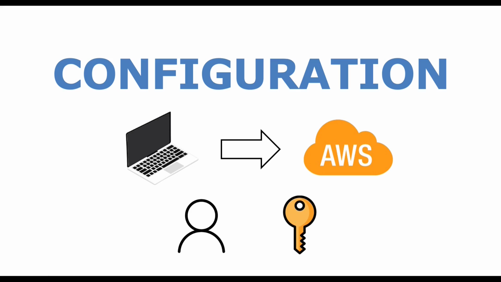And along with that, we will also create a PEM key. This PEM key we will be using to do SSH access to our EC2 instances. So first, we will see how to create an IAM user.